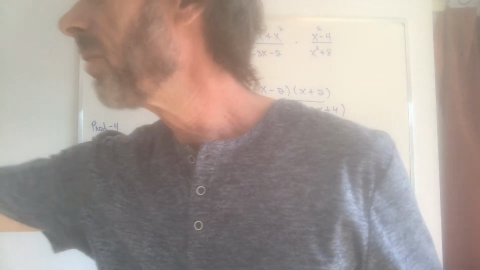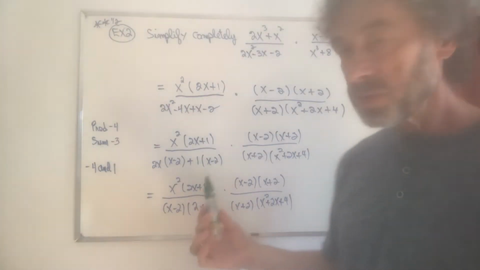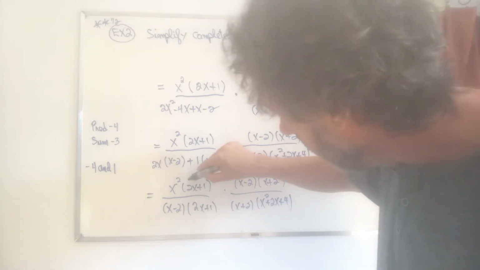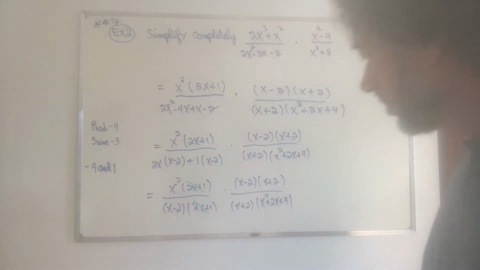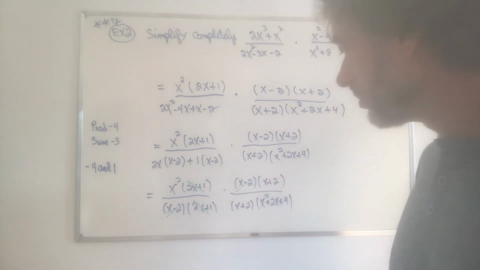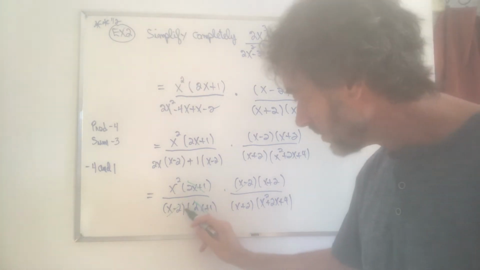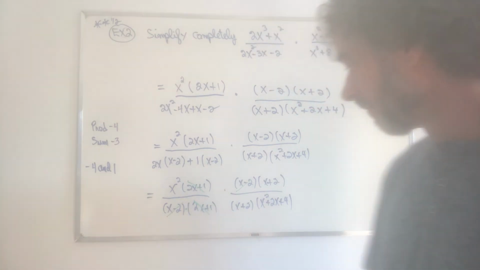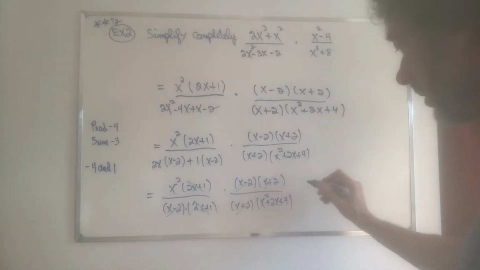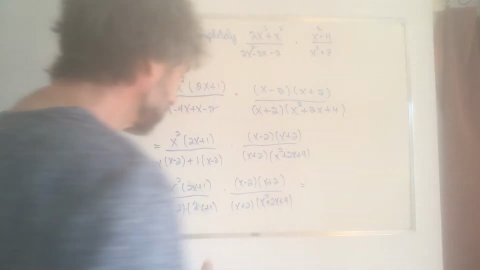Time to see if we can cancel anything. Do you see up and down cancellations in this? Yes, there are plenty. Here's one: 2x + 1, 2x + 1. Here's another: x − 2, x − 2. Why can I cancel those? Because of the multiplication here. What else? x + 2 and x + 2. Good. I believe we have reached the limit point of this problem.